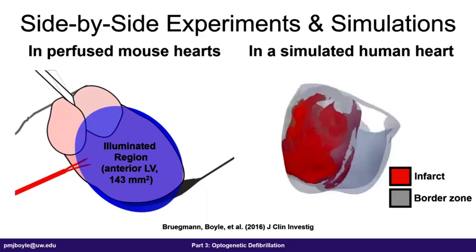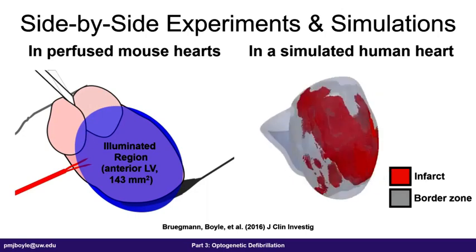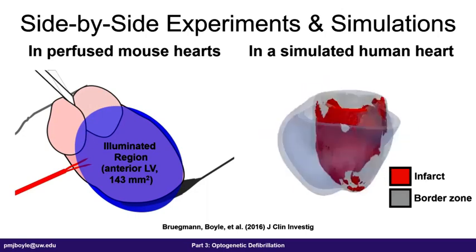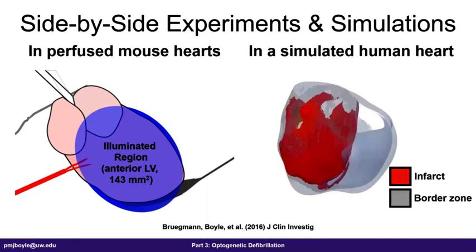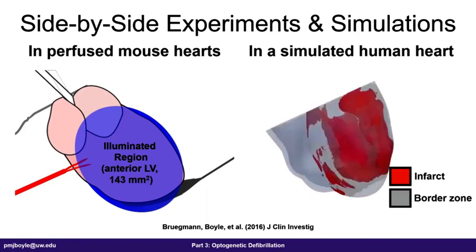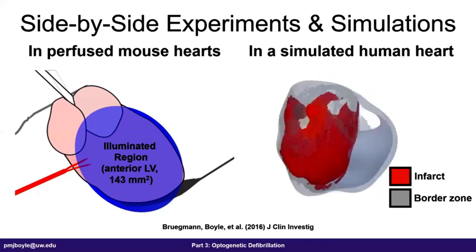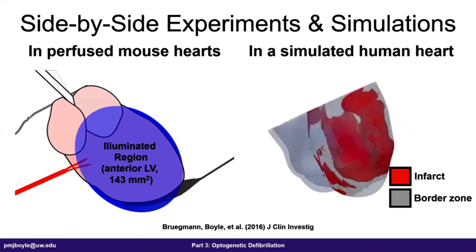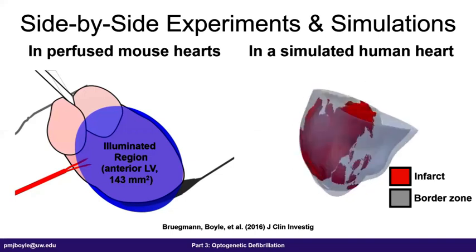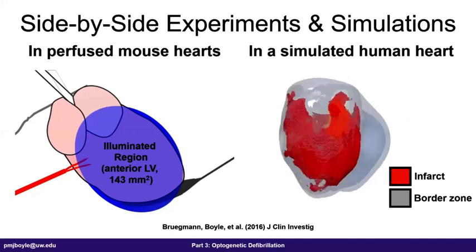So this was a patient who had a huge infarct with extensive border zone surrounding. You can see that in gray. And this was from a previous study at Hopkins. So we decided to see, well, if we express channelrhodopsin in the human heart, or if we simulated the expression of channelrhodopsin in that particular heart, could we defibrillate the tachycardia that emerges in the simulation?